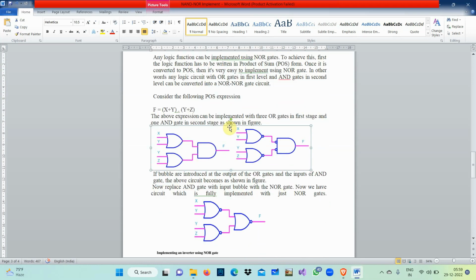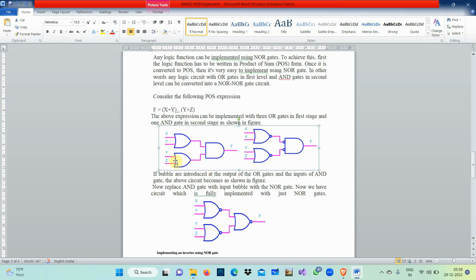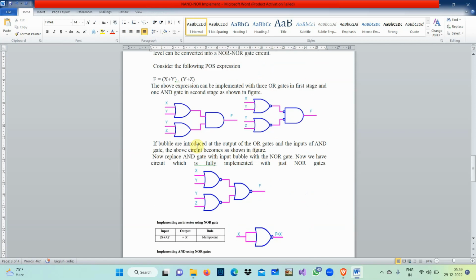Suppose initially it is given, you see this diagram. From this diagram you can understand. Initially what is given? It is given x plus y. Can you see here? X plus y. This is y plus z. I am using an OR gate, and this is an AND gate. So F is equal to x plus y into y plus z. Initially it is given. So normally we are getting an OR gate and an AND gate.